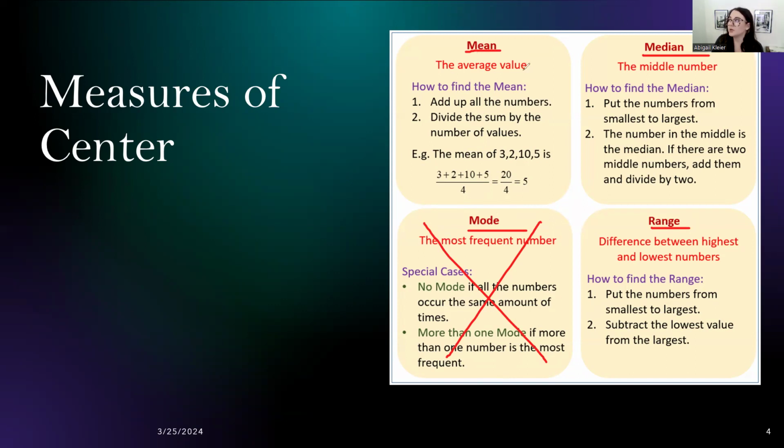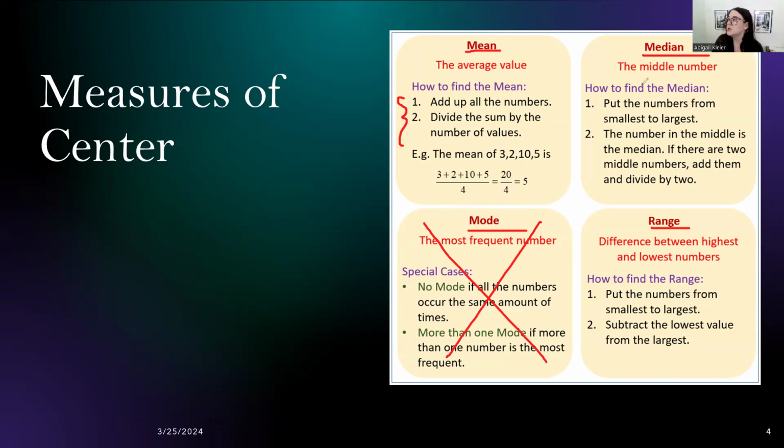The mean is the average value of the data. In order to calculate the mean, you're going to add up all the numbers, and then you're going to divide by the number of values in your data set. So the goal when finding the mean is to find the average of all the numbers.